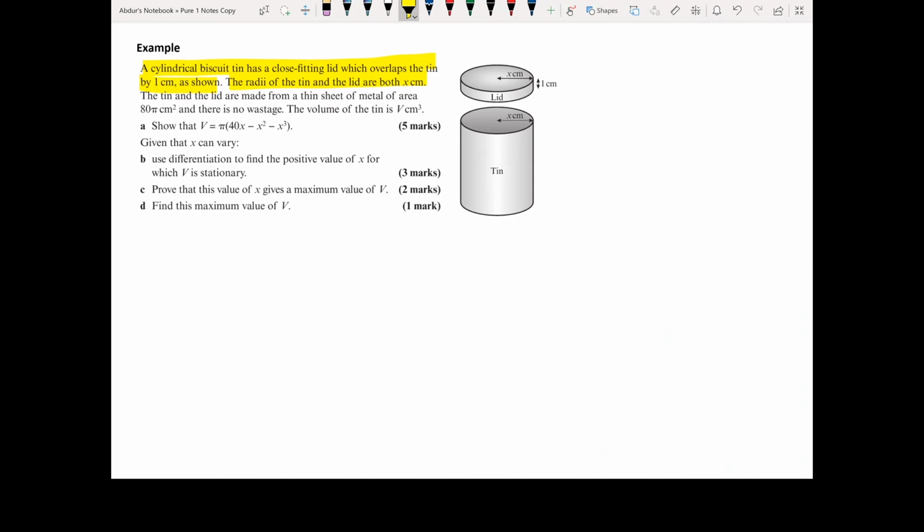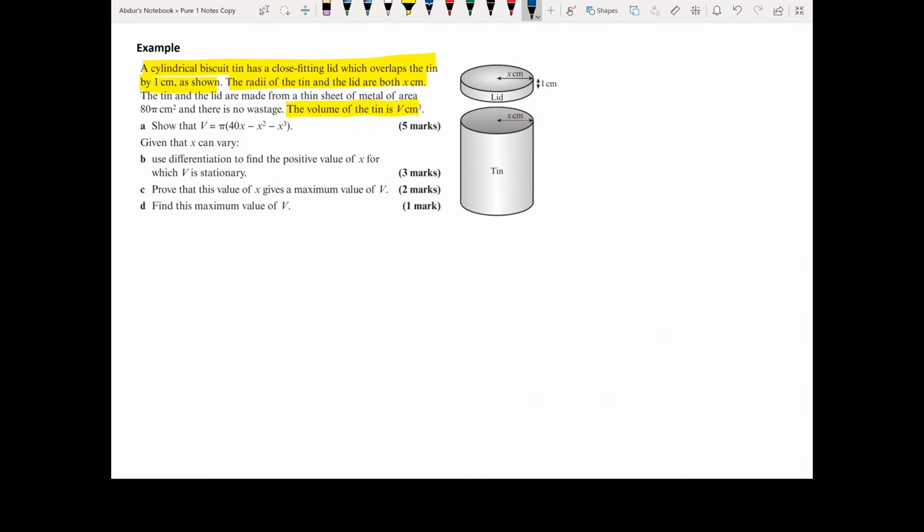The tin and the lid are made of a thin sheet of metal of area 80 pi centimeter squared, and there is no wastage. So that's really important information that we're going to need to use. And it tells us that the volume of the tin is V centimeter cubed. So then it goes on to say, show that V is equal to this. It's a show that question, which means we need to get to this answer. Now we know V is representing the volume. So first of all we're going to set up an equation for the volume of this tin using our knowledge of cylinders.